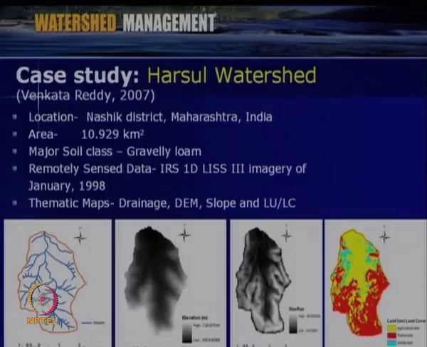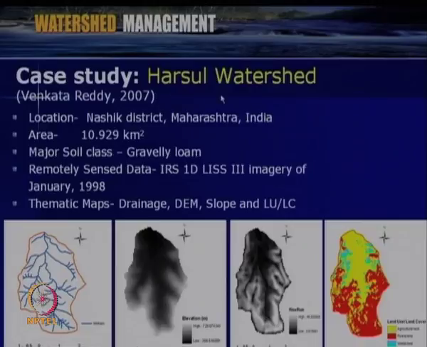Before closing today's lecture, we will briefly discuss one case study which was done by my student Vengal Reddy. The watershed we consider is the so called Harsul watershed. This is also for rainfall runoff modeling using the finite element approach, using the diffusion wave and kinematic wave approach. The watershed is located in Nasik district, Maharashtra state. Area is about 10.929 square kilometer. This is the watershed area, this is the boundary, and this is the outlet of the watershed, and the major soil class is gravelly loam.